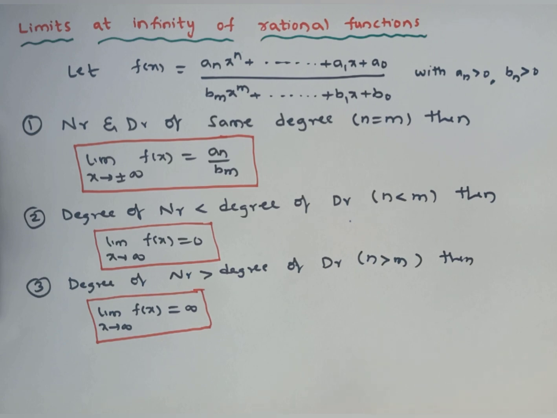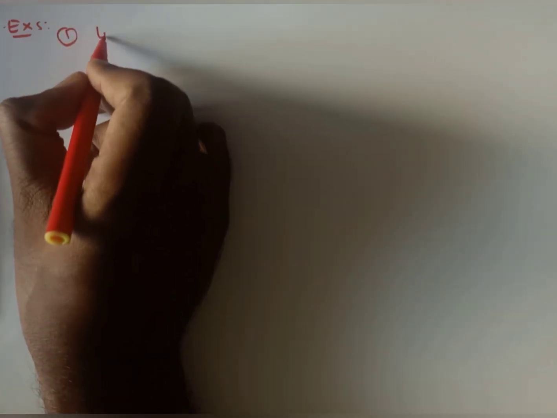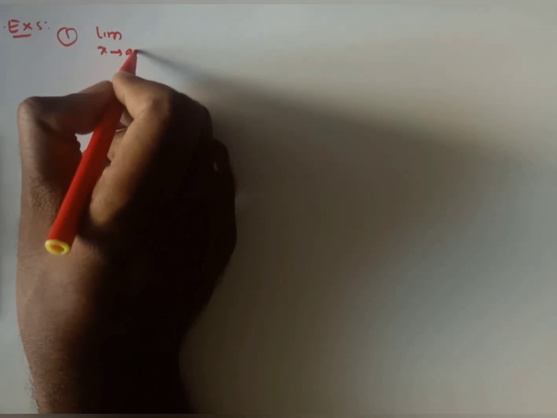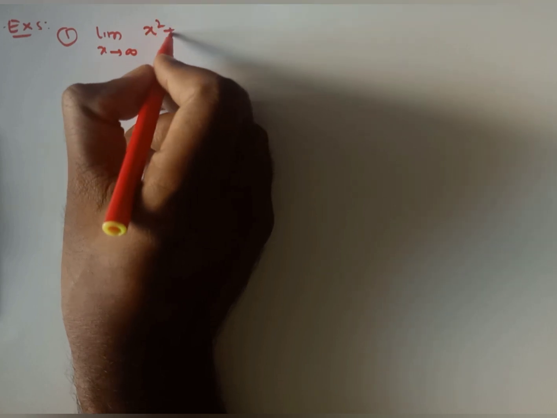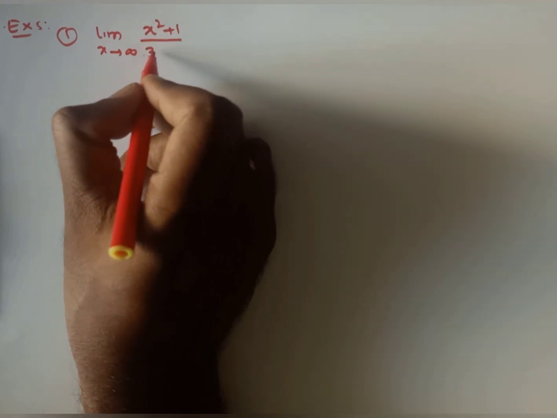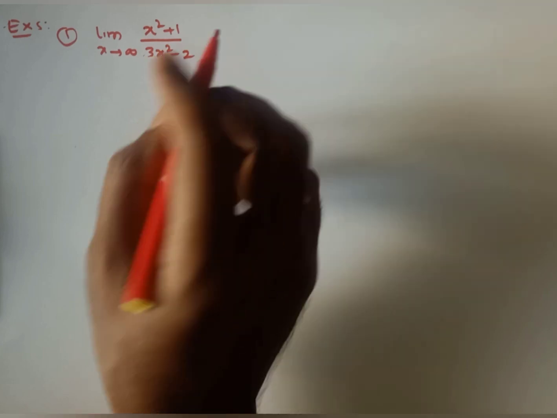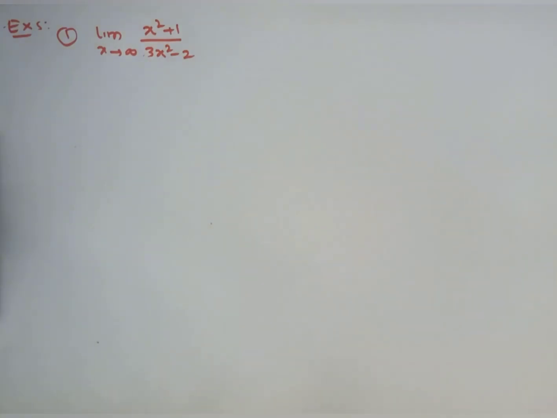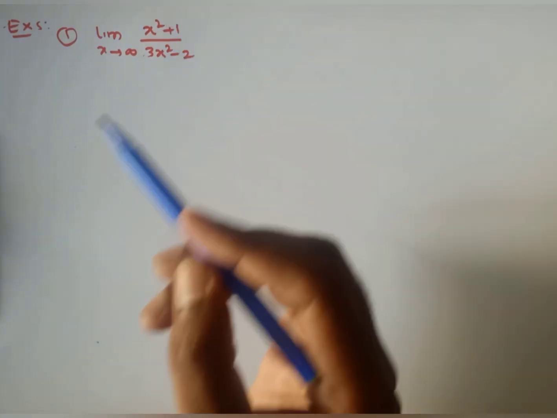So these are the three properties you need to remember to solve rational function limits. Let us see some examples regarding rational functions. Number 1: limit as x tends to infinity of (x² + 1) divided by (3x² − 2). This is a limit at infinity for a rational function, since it is in p by q form.